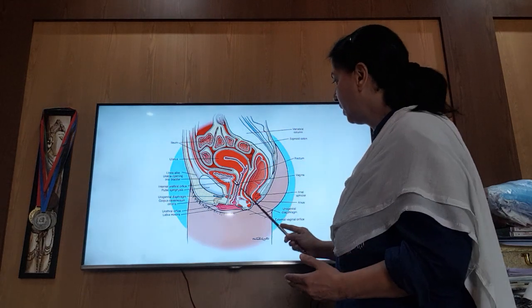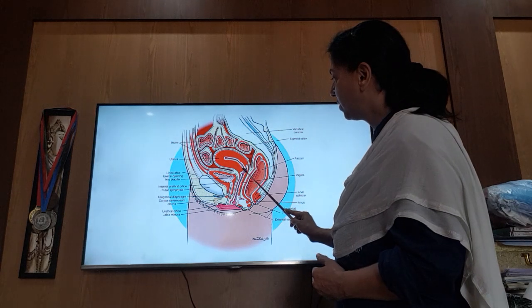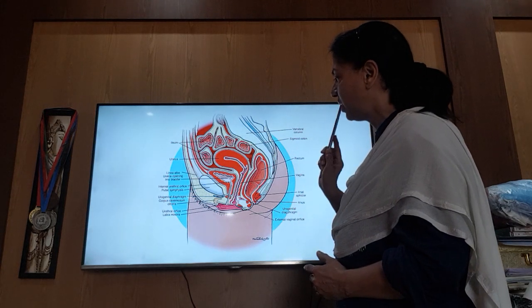You know the normal capacity of bladder, you know the shape of the bladder, you know the boundaries, you know the surface. Now, there is a difference between the relations of bladder when it is in a female body or in a male body. How, that I have just shown you. Here it is related to uterus, cervix and upper part of vagina.